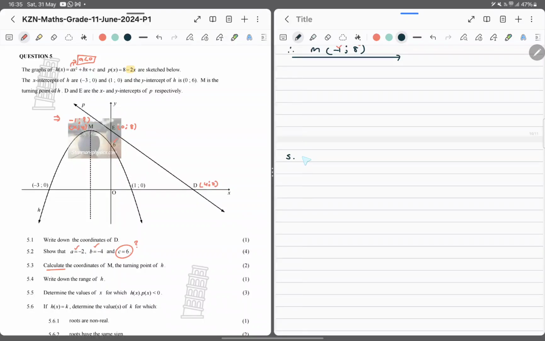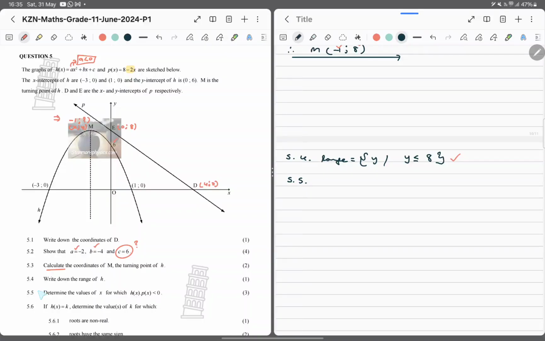So 5.4. We write down the range of h, so we know that range is going to be equal to y values such that y is less than or equal to 8. Done. So that's a very easy 1 mark there.